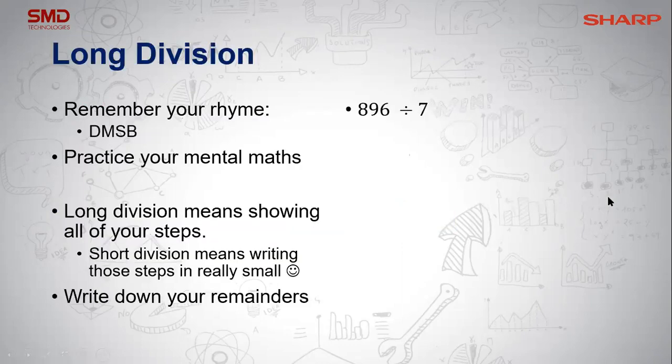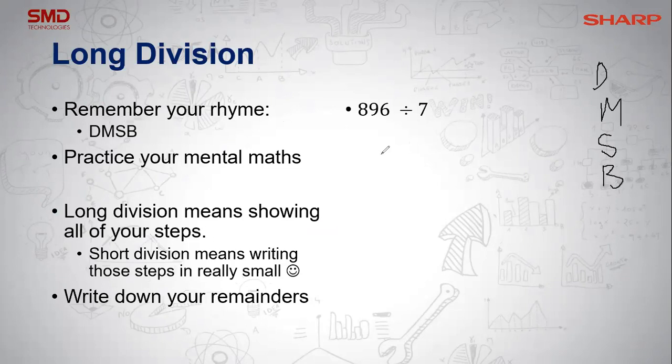So let's talk about long division. The first thing to do is to remember your rhymes. I just wrote DMSB, and the rhyme that I know means daddy, mommy, sister, brother. Okay, so daddy for divide, mommy multiply, sister subtract, brother bring down.